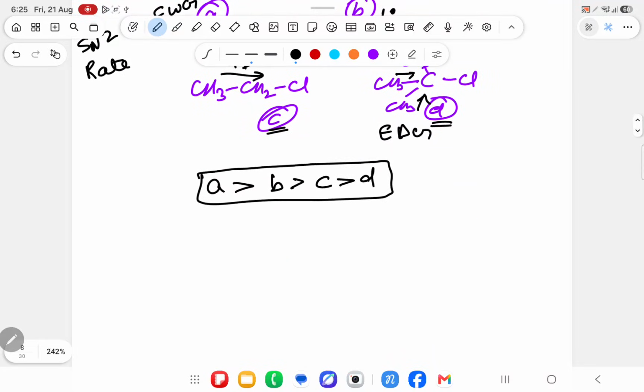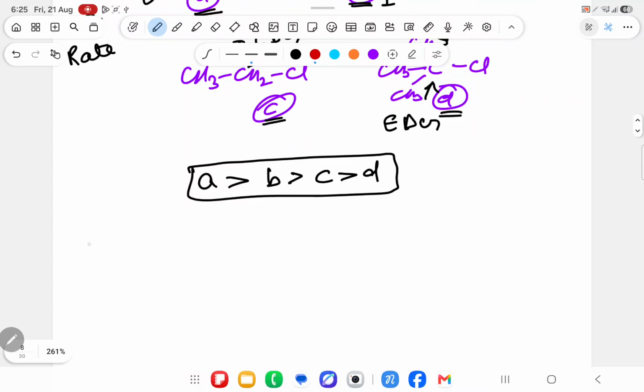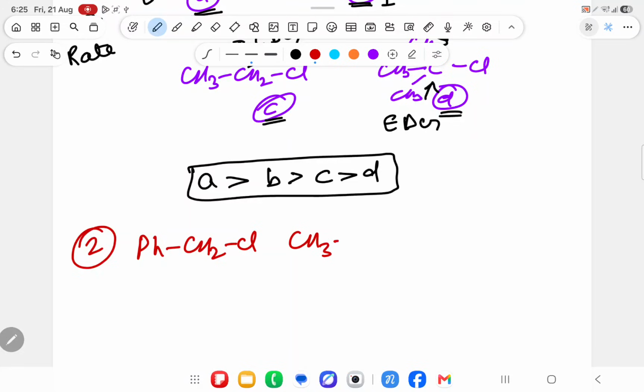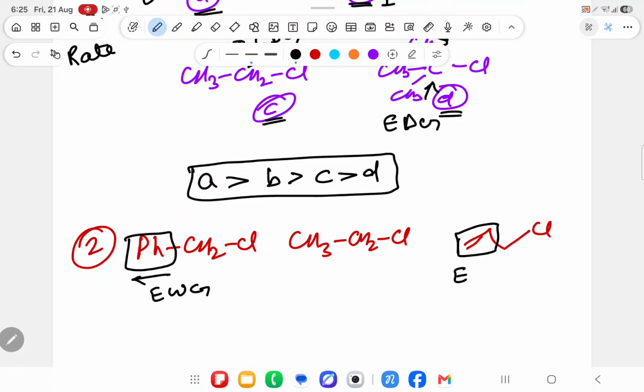Understanding the point? Second question. Suppose I have written, and the question is PhCH2Cl, CH3CH2Cl and an alkene-containing chloride. This structure I have written in this part. You will say, sir, that this phenyl is an electron withdrawing group. This alkene is an electron withdrawing group. This is an electron donating group. Sir, electron donating group is not good. A, B, C. So B will be last. Now we have to judge between A and C. What will you say?